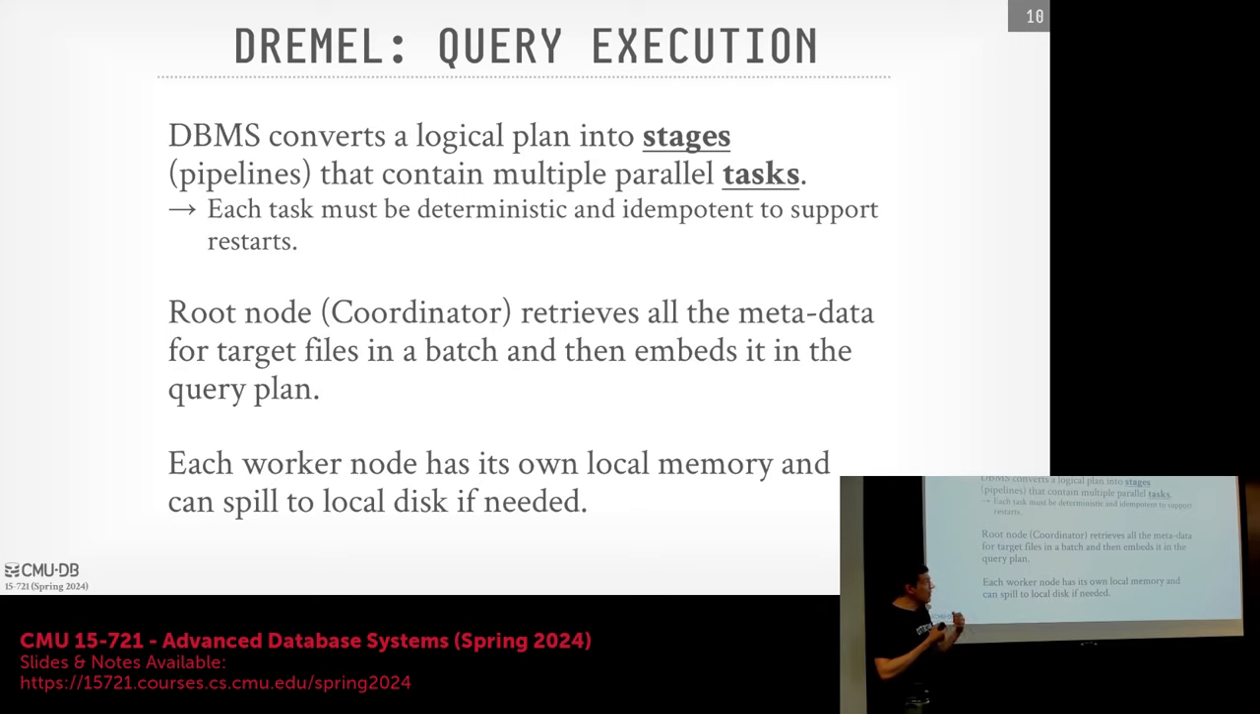And one key aspect of their query plans is that they need to guarantee that every task you execute is going to be deterministic, meaning if I execute it over and over again with the same data, I should produce the exact same result, and it's going to be idempotent. This allows them to restart or kill a straggler, a task that's running slow, and then re-execute the task on another worker and be guaranteed to produce the same results.